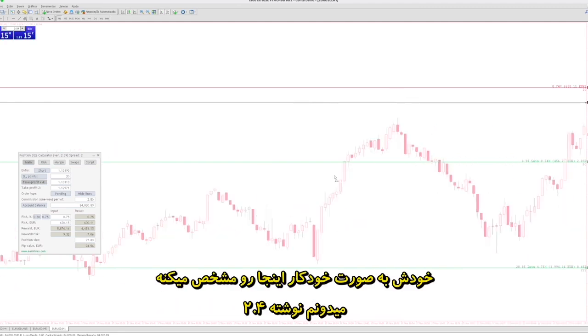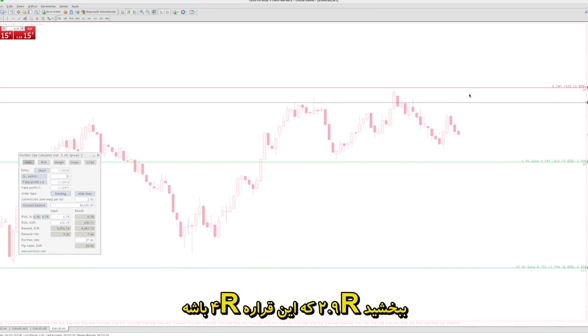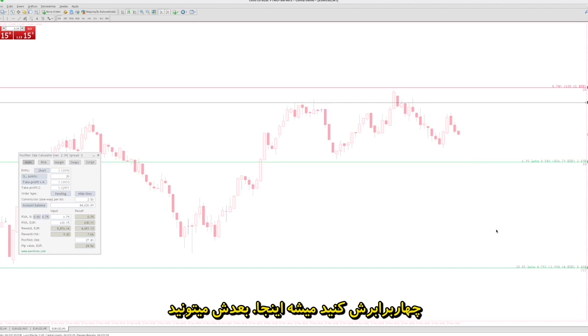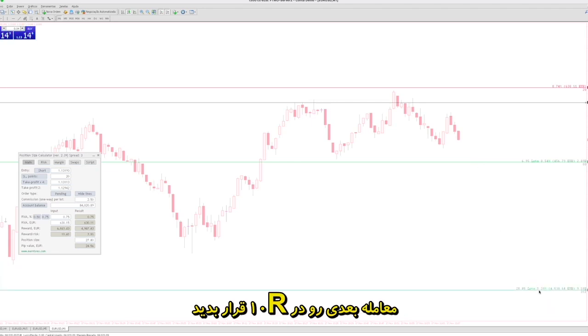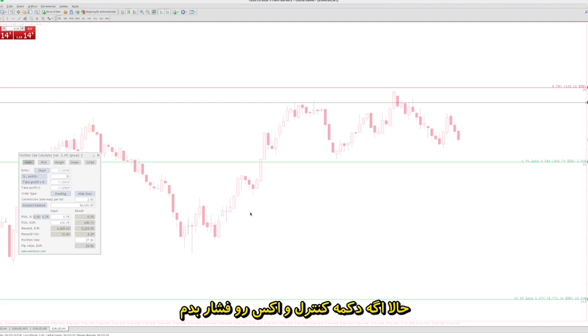I know this is saying 2.89R, but this is set to be 4R. If you see the distance here, you put it 4 times and it is right here. Then you can put the other trade at 10R. That can be here. So this is it. If now I press Control X, which is my shortcut to open this trade, it will open 2 trades.